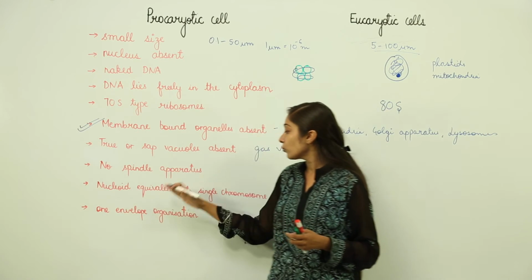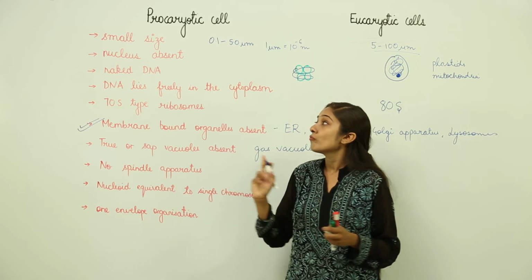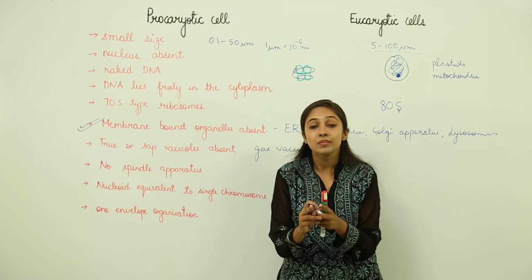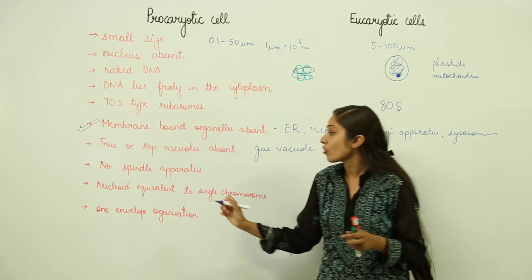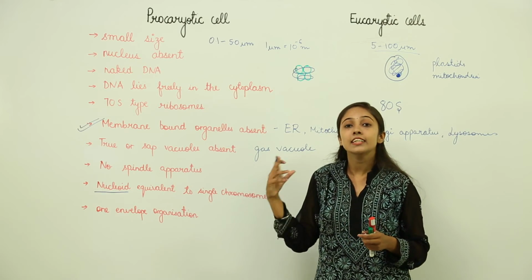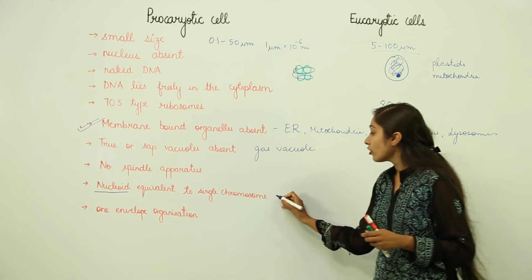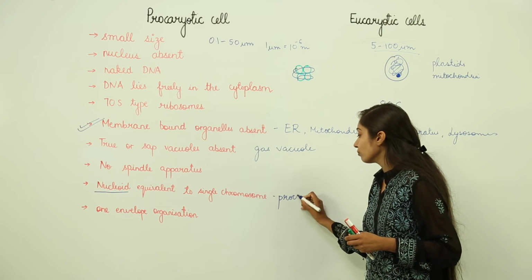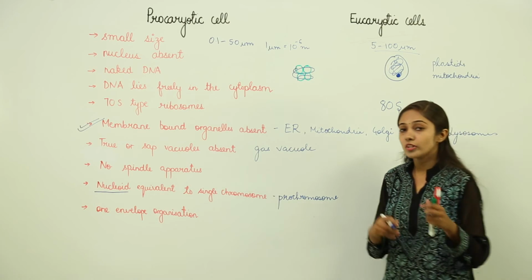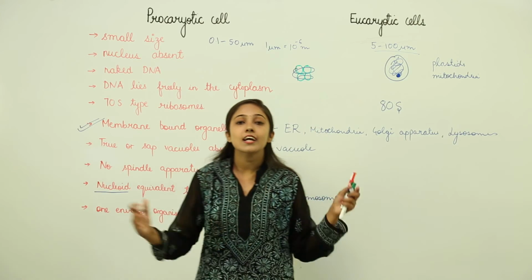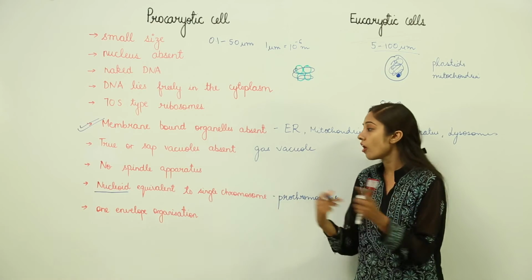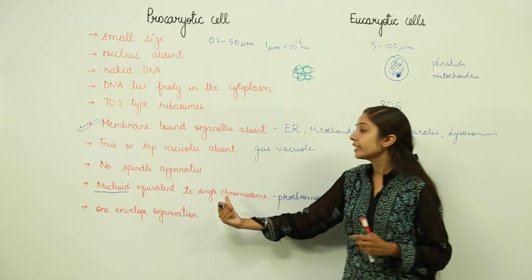Then we have a nucleoid equivalent to a single chromosome present. Now the naked DNA that lies in the cytoplasm is also known as what? It is also known as nucleoid. And this nucleoid is equal to a single chromosome, which we also call a prochromosome, right? So that naked DNA which lies freely in the cytoplasm is known as nucleoid, or you can also call it a prochromosome. Why do we call it a prochromosome? Because this nucleoid is equivalent to a single chromosome.